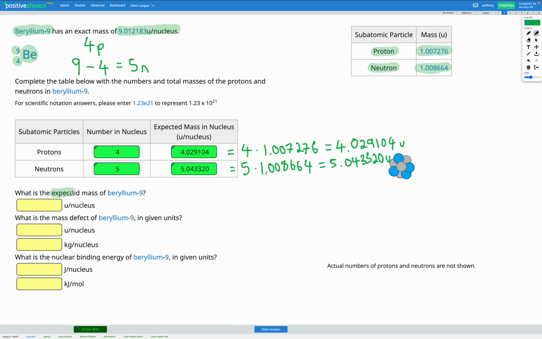Next, we have to find our expected mass of beryllium-9. The expected mass is just going to be the sum of the masses of all the protons and neutrons. So we're going to add those together. We had 4.029104 for our mass of protons, plus 5.043320 for our mass of neutrons. Adding those together gets us a total expected mass of 9.072424 U, atomic mass units. So we can go ahead and fill that in here.